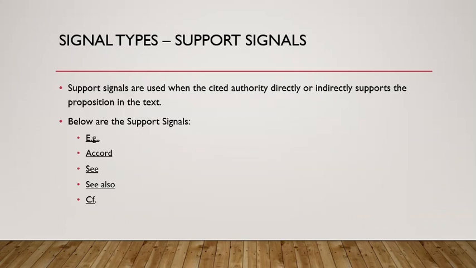Signal types. Support signals. Support signals are used when the cited authority directly or indirectly supports the proposition in the text. Below are the support signals. We have e.g., accord, see also, and cf.